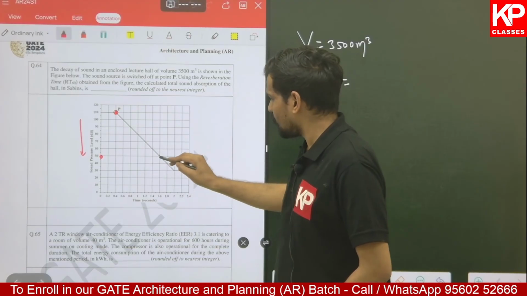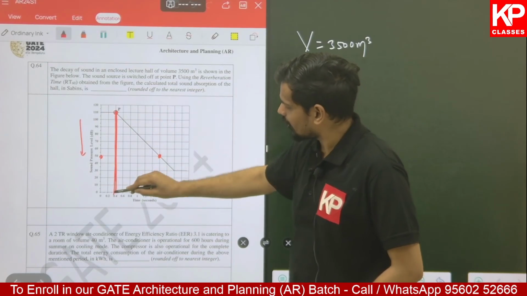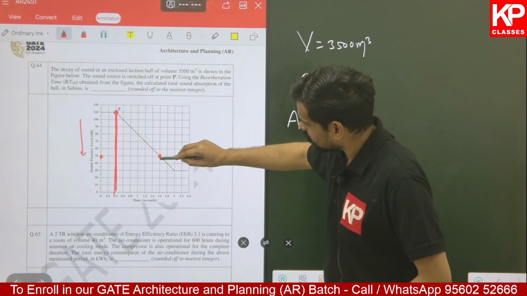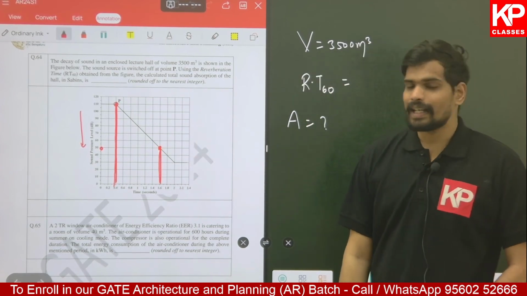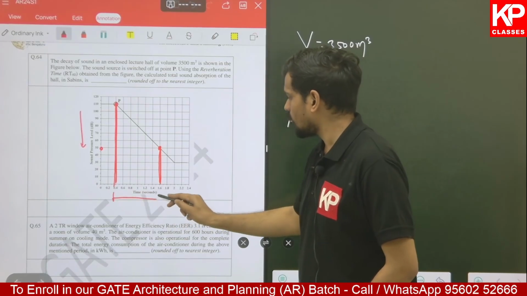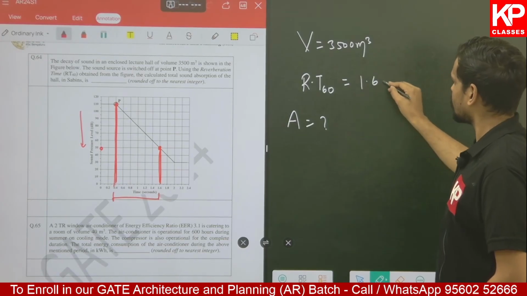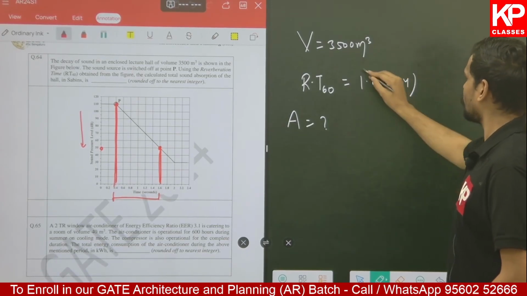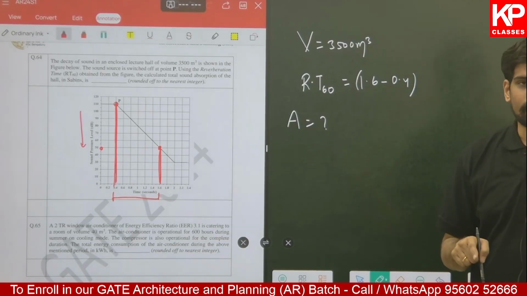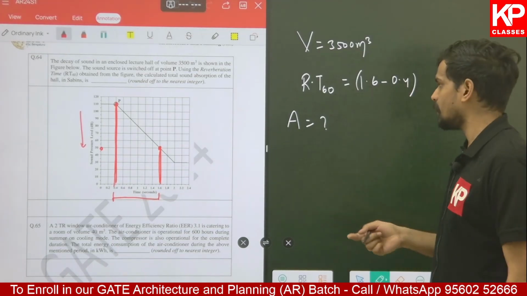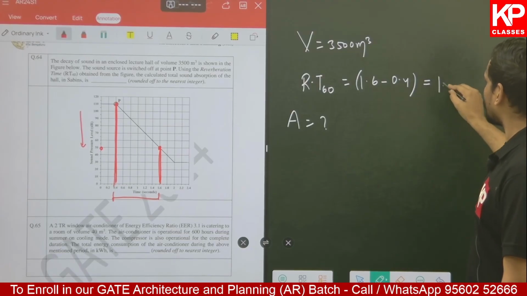So what is the time for 50 decibel? The time for the point where they are switching it off, that is 0.4. The time for it at the point of 50 decibel after decaying by 60 decibel, that is 1.6. So the reverberation time is this particular time gap. The reverberation time is 1.6 minus 0.4. 0.4 is where they are switching off the source. 1.6 is the time at which it is reaching 50 decibel, that is after falling by 60 decibel. That's the definition of RT60 or reverberation time. Using Sabine's equation, that will be 1.2 seconds.